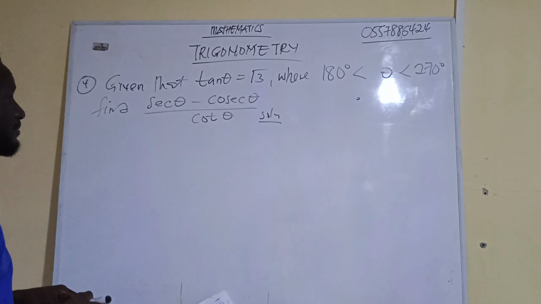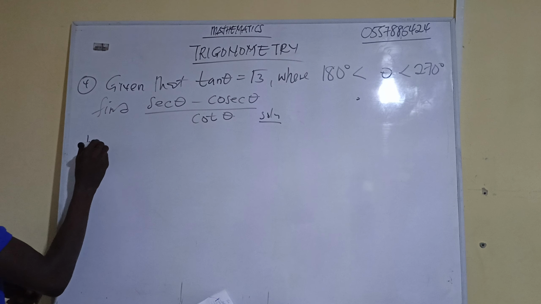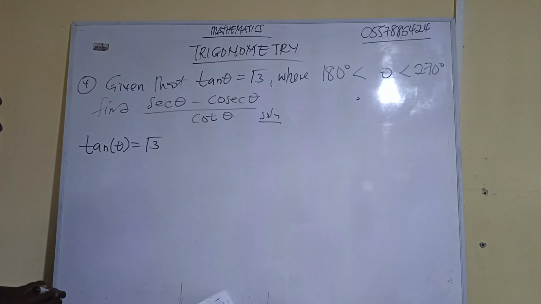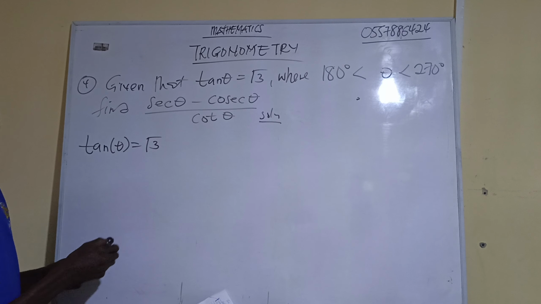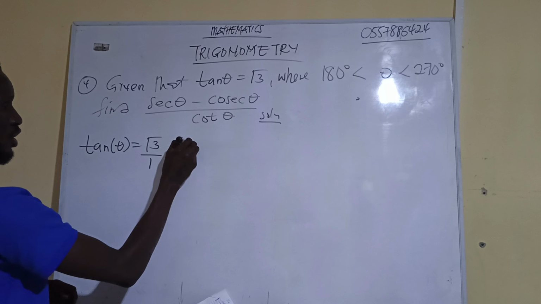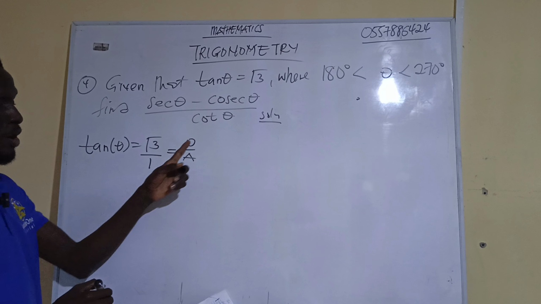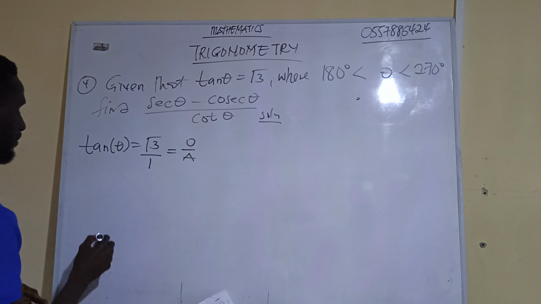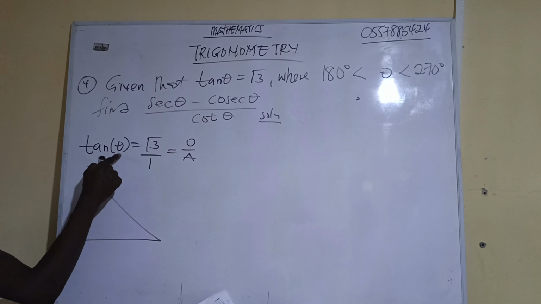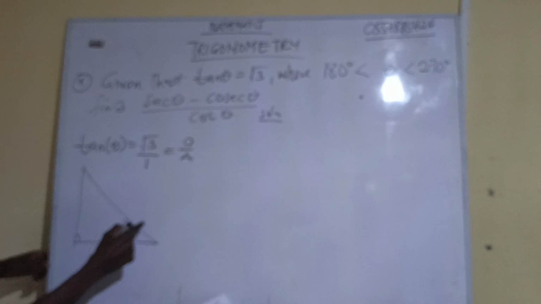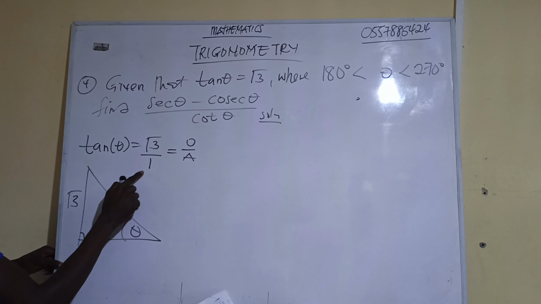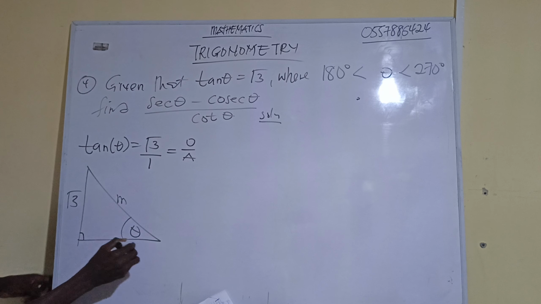Now let's see. So we have tan theta is equal to root 3. Now don't forget that root 3 is the same as root 3 divided by 1. And then the tan is opposite over adjacent, meaning the opposite is root 3, the adjacent is 1. Now let me draw my right triangle. Let me consider this angle to be theta. Then the opposite will be root 3. The adjacent will be 1. I don't know the hypotenuse.